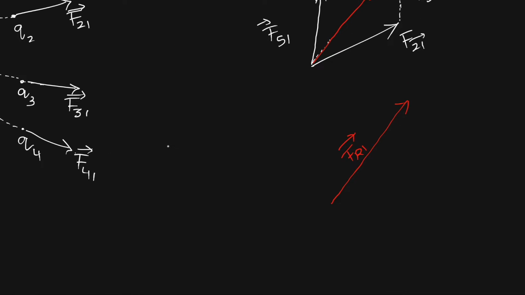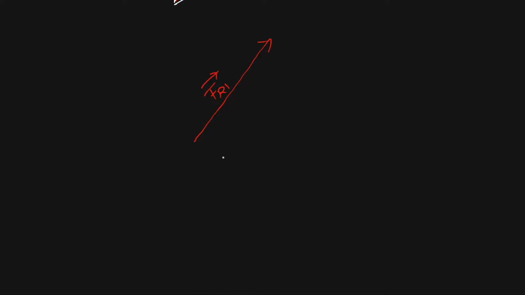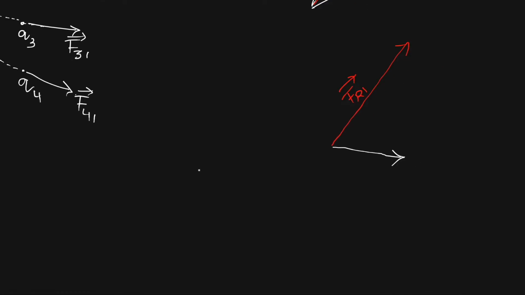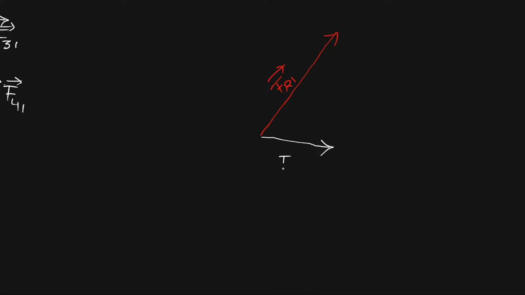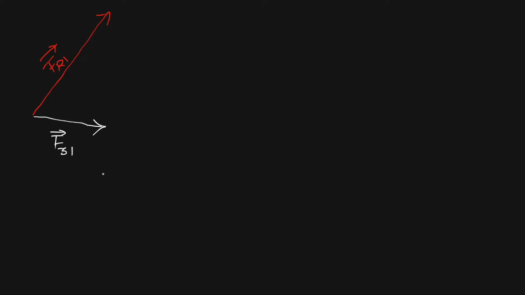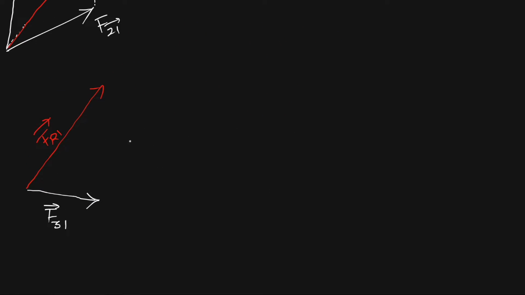F31. Let's suppose I move it in the same direction with the same magnitude. You can shift any vector anywhere in this plane. Simply, let's suppose this is the F31 vector, and then again I can find the resultant of these two vectors by making the parallelogram, and this is the FR1 vector.